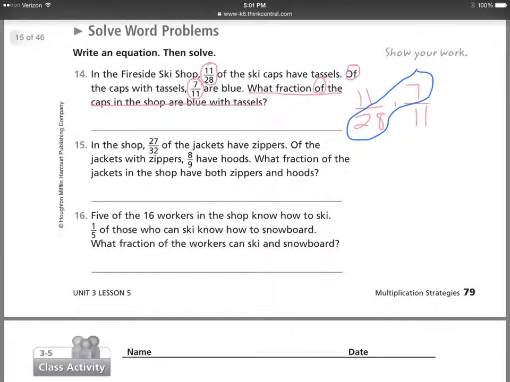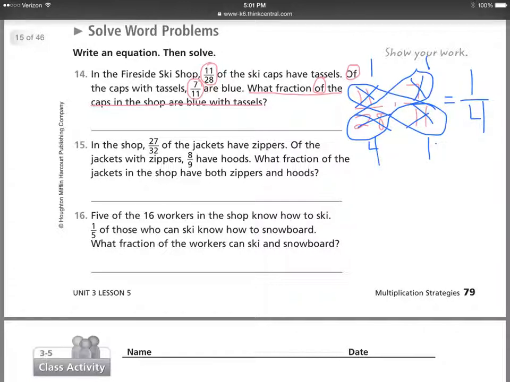We'll find a number that goes into 7 and 28. That number is hopefully 7, and it is. 7 goes into 7 one time. 7 goes into 28 4 times. Of the 11 and 11 that I have here, a number that goes into both of those would be 11. 11 goes into 11 one time, and it goes into 11 one time. It's always nice to see when the numbers are the same. 1 times 1 is 1, and 4 times 1 is 4. There is the appropriate answer. 1/4 of the caps in the shop are blue with tassels.